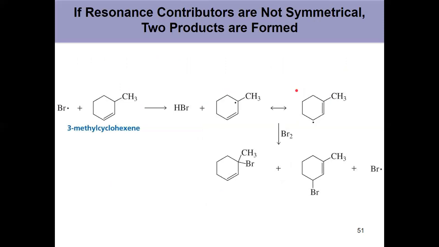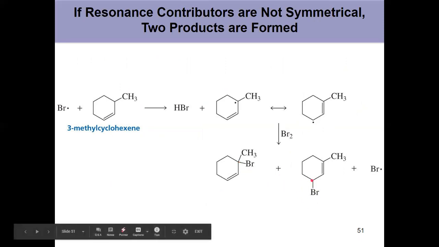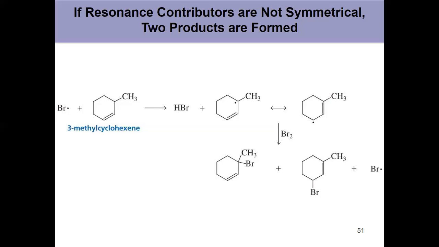Okay. Now, if you have a situation where the two resonance contributors are not symmetrical, as we just saw, then you would get two products, because we have two different radicals that can go into the second propagation. One putting the bromine with the methyl group, one putting the bromine 2 carbons away. So be on the lookout for that as well. Again, difficulty in selectivity with radical reactions.